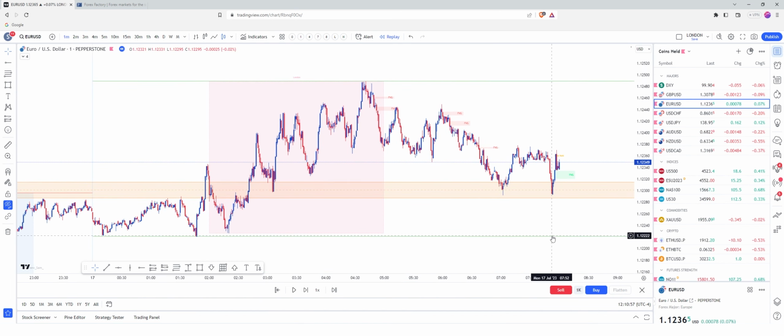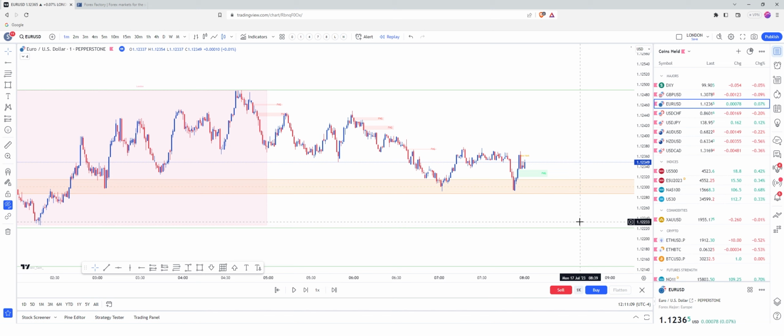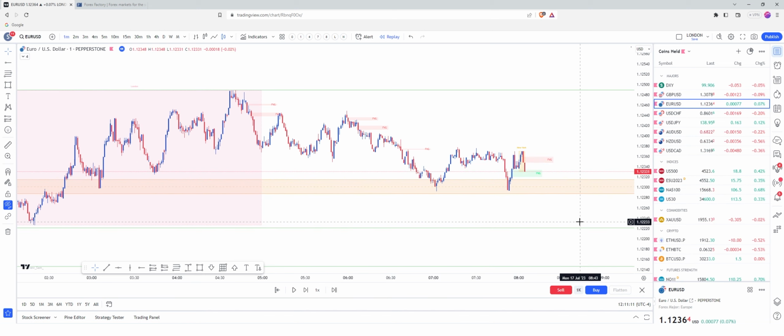So as we're going into this, essentially we are looking for a 2022 model entry, which would be sweeping this low or sweeping this high and then checking for displacement back into the range. So let's scroll forward now.